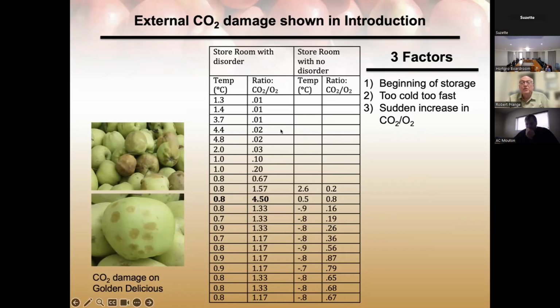This all happened at the beginning of storage. That's the first warning bell. It went too cold too fast. You see right here from 4.8 Celsius down to less than 1. And I remember I mentioned to you that if you get below 1 Celsius, you're running into chilling sensitivity. On the right, it didn't happen, but on the left, they pulled the oxygen down, let the CO2 go up, and one day there was a sudden increase to 4.50, an incredibly high ratio, and that's when you get bad news. There's the damage. Too late. So sorry. Game over.